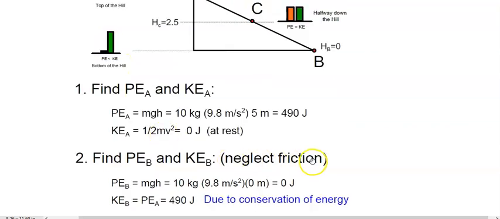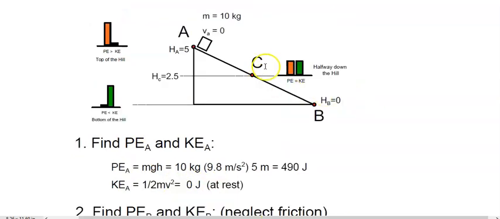Now, neglecting friction, we're going to look at the bottom endpoint, B, and we're going to ask what is the potential energy at B and what is the kinetic energy at B as well. PE at B equals mgh. But since the h is 0, 10 times 9.8 meters per second squared times 0, you have 0 joules. And we know from the conservation of energy that the kinetic energy at the bottom is equal to the potential energy at the top. So 490 joules is completely converted.